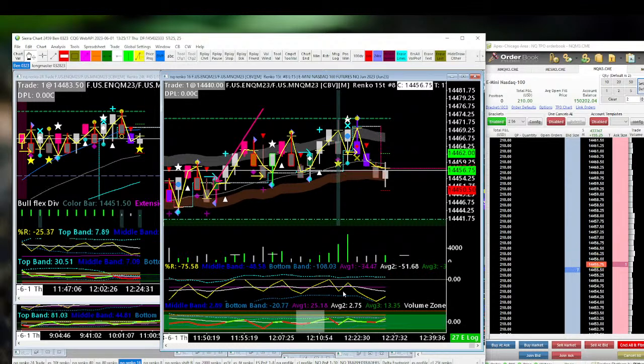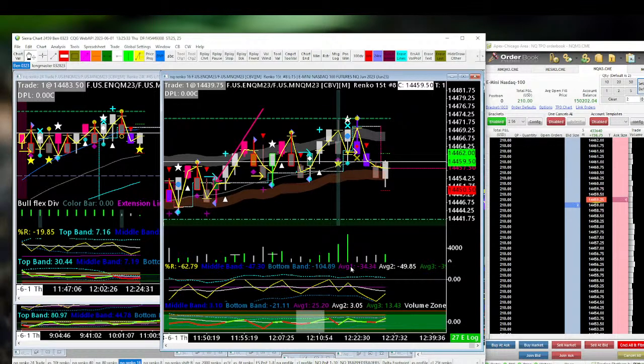The yellow is percent R, so that's got more to do with range, like how big the bars are. And the bottom one is volume aggression. It's kind of like volume delta, but not, the math is different, but it's similar concept. Yeah, I'm not going to go into the math.